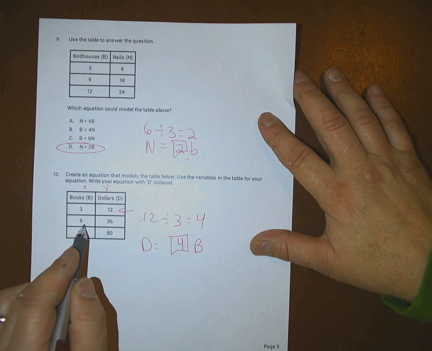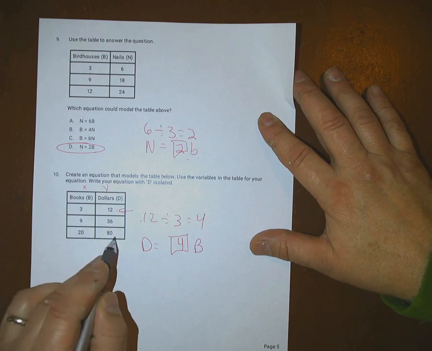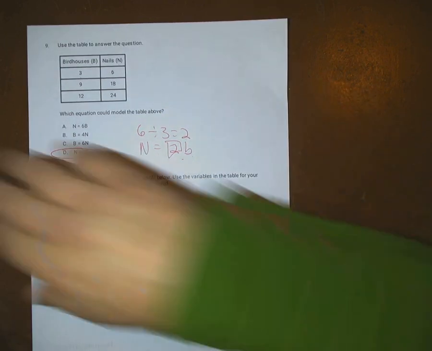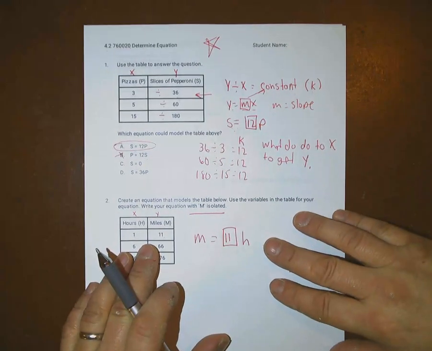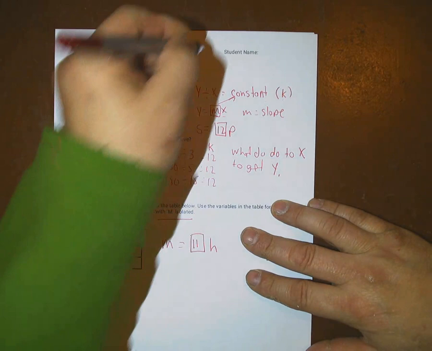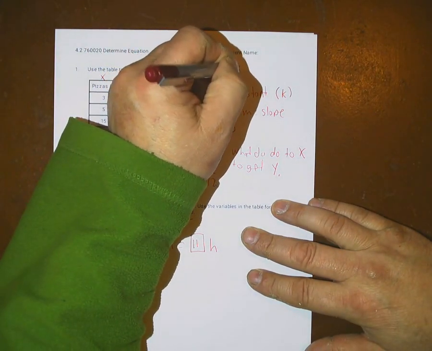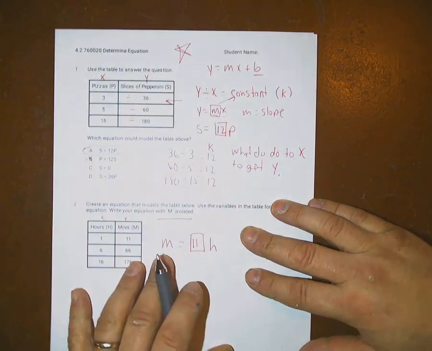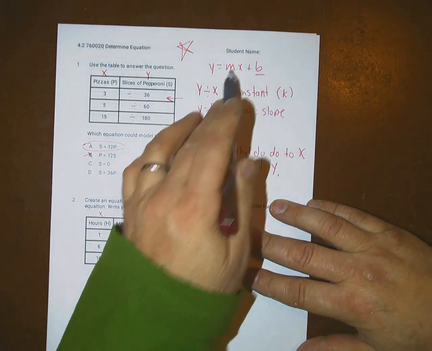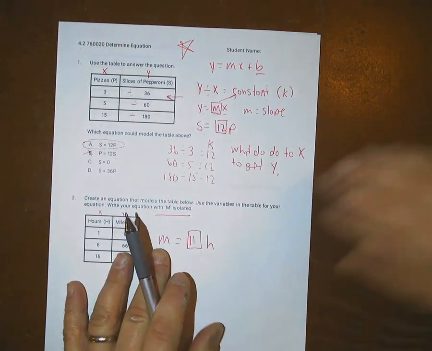4 times 3 is 12. 9 times 4 is 36. 4 times 20 is 80, and it works out. So this is determining the equation. This is beginning slope-intercept form, which is y equals mx plus b, which is your y-intercept. But this is your slope, and this is telling us that constant change.